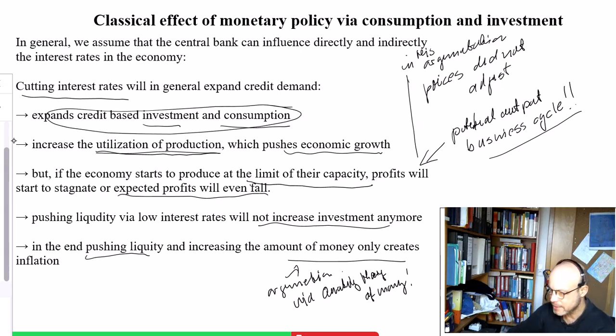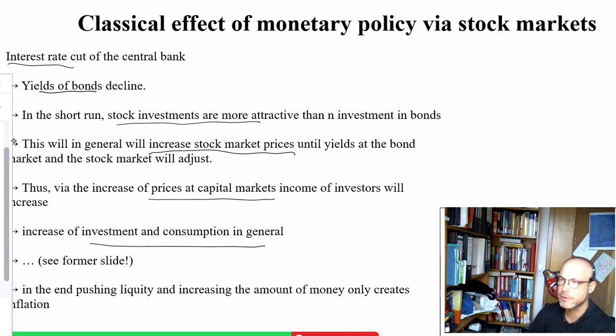Then we can add this argumentation from the former slide. Again, limit of capacity, and in the end, lowering the interest rate, so pushing liquidity, would end up then in inflation.